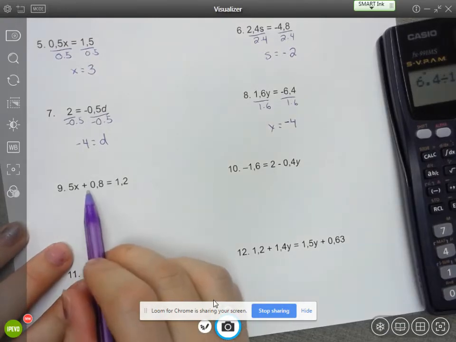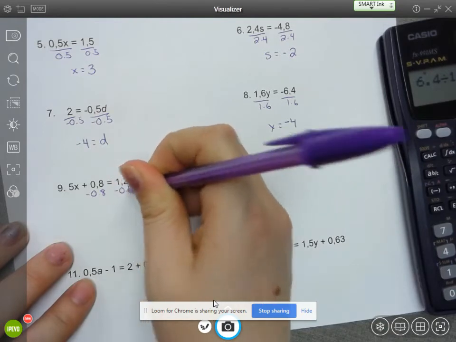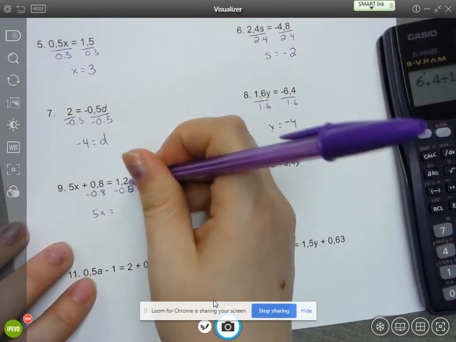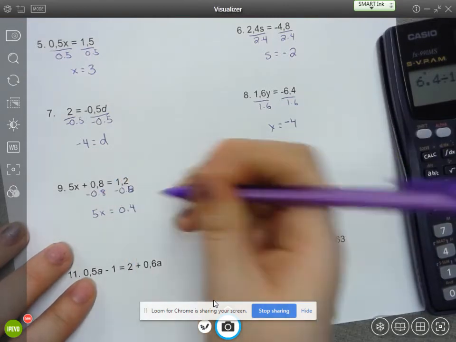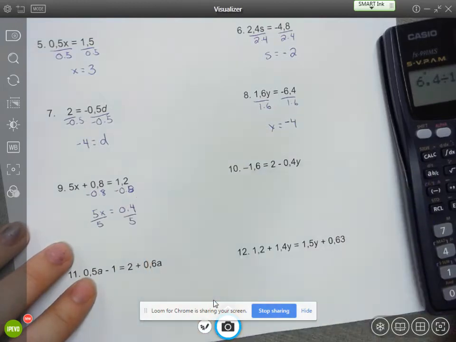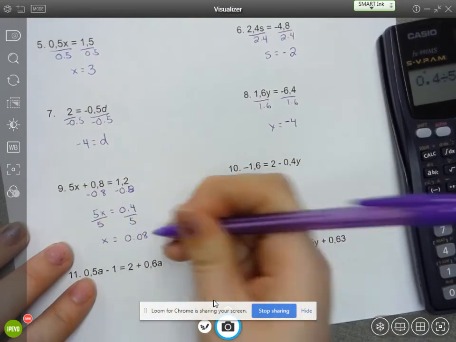So the opposite of plus 0.8 is minus 0.8, minus 0.8. So 5x is equal to 0.4. Divide by 5, divide by 5. X is equal to 0.08.